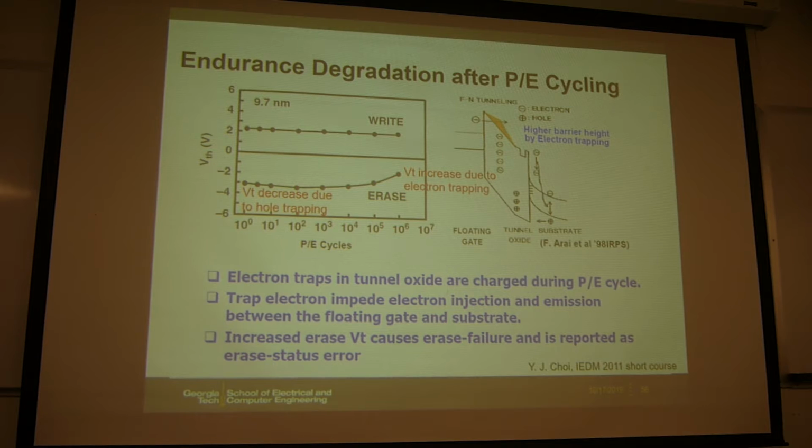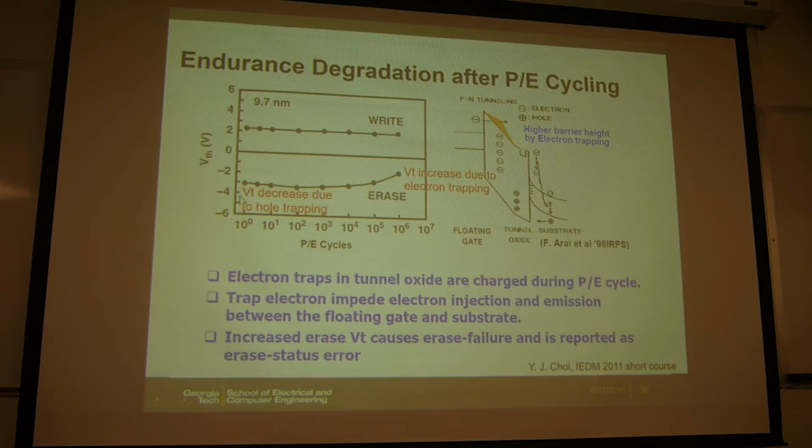So first, let's look at the endurance. This endurance degradation happens after the program and erase cycling. So you do the program, erase. This is one cycle. And you repeat this for many cycles. So this is the general testing you are going to do if you want to evaluate the endurance. And this is the typical behavior of the endurance degradation.